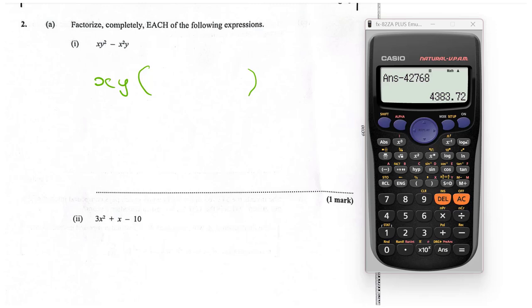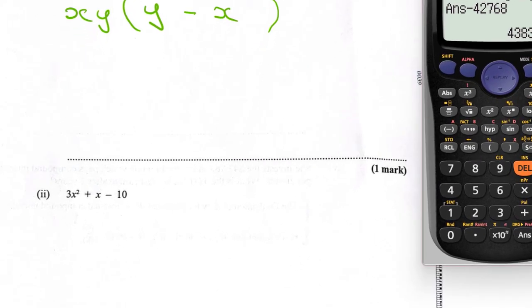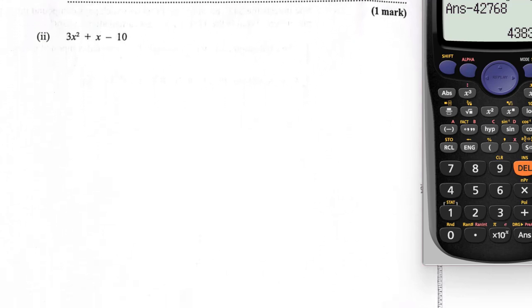Now, if we factor out xy from the first term here, we are going to be left with y. And if we factor out xy from the second term here, we are going to be left with x. So this is what we have left when we factorize. So let us look at part 2.